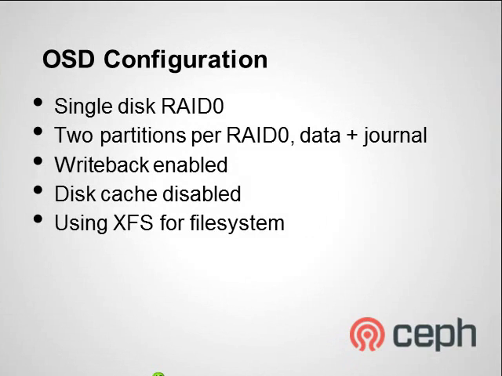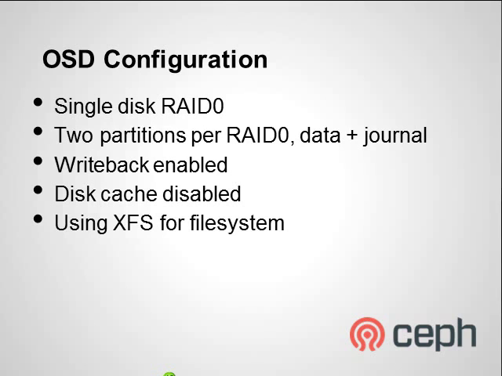For our OSD configuration, we chose to use hardware RAID. We configure them as single disk RAID zeros because our controller does not support a JBOD mode. We put 2 partitions on the RAID 0 volume, a smaller one for the journal, and then the large one for data. We always enable write back on our RAID controllers. It tends to speed things up a bit. And we found that it is best to disable the disk cache. We don't want there to be too many different levels of caching, and we found that it was a good reliability performance trade-off.